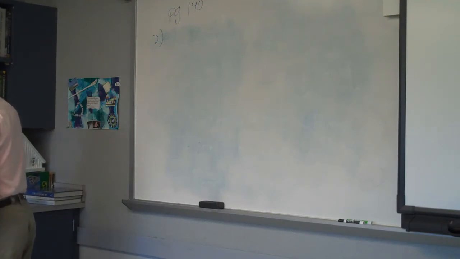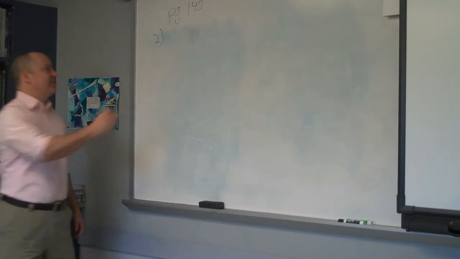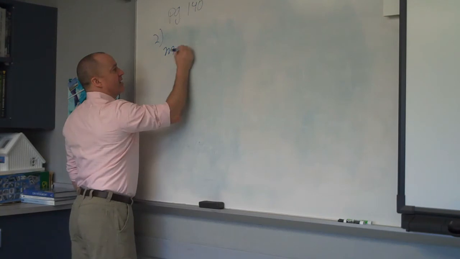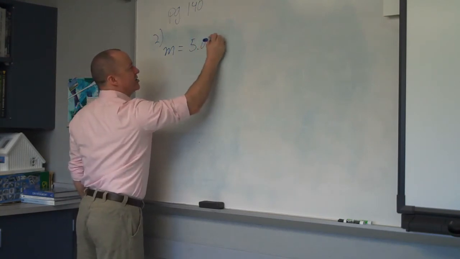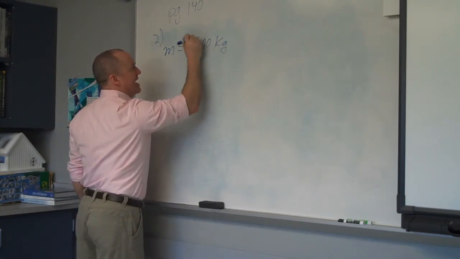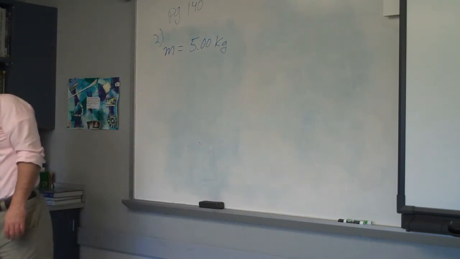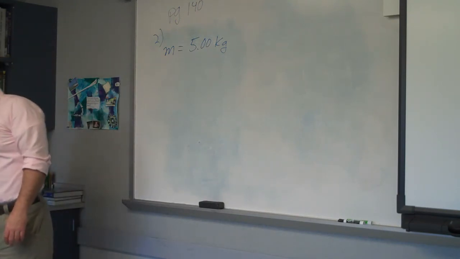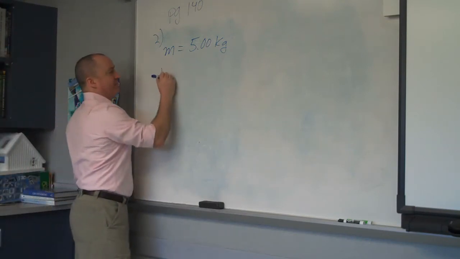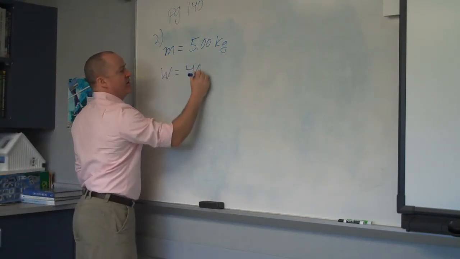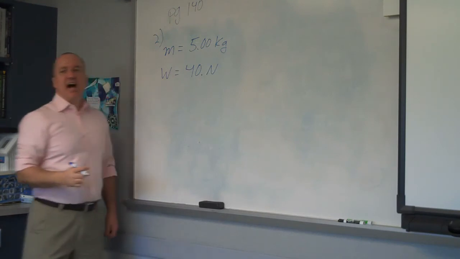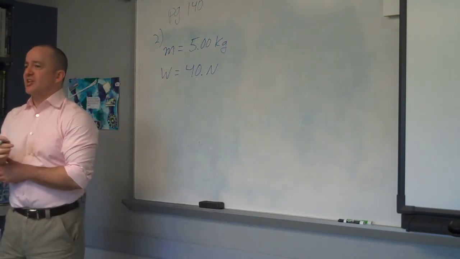On a planet far, far away, an astronaut picks up a rock. The rock has a mass of 5.00 kilograms. Remember, mass and weight are two different things. It's a mass of 5.00 kilograms. And on this particular planet, its weight is 40 newtons.